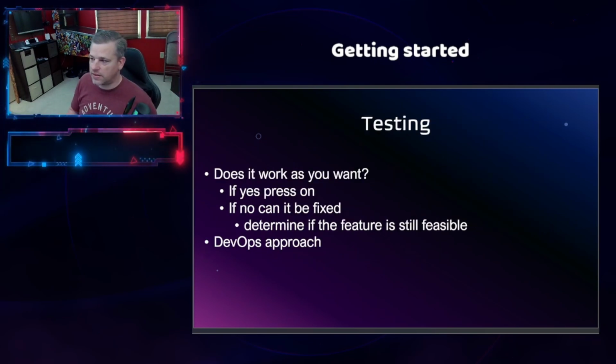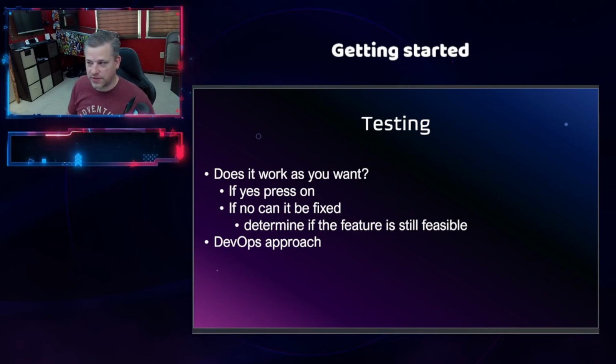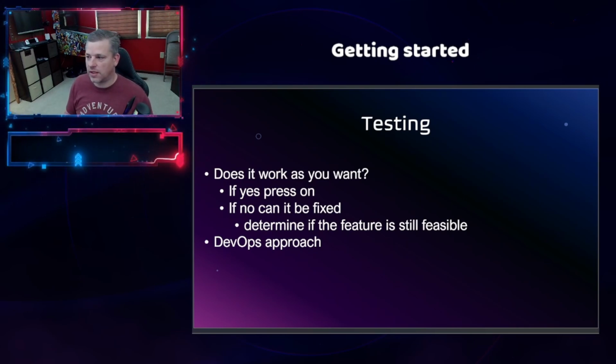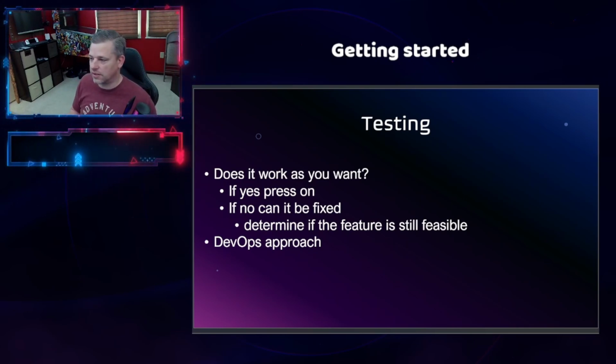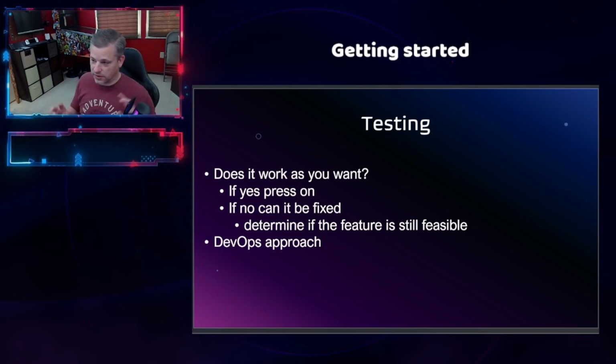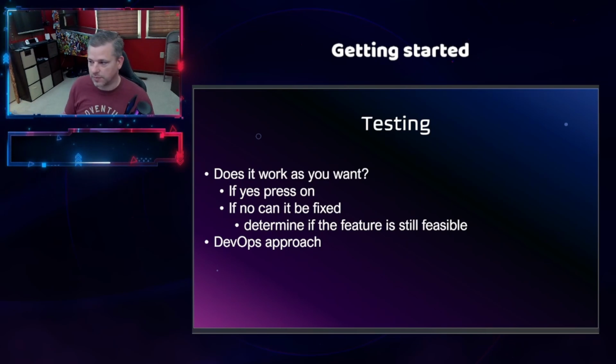In the test phase, this is where you actually test and see: is it doing what you want it to do? If it is, then you can press on and do something else. If not, then it needs to be fixed and you determine if this feature is still feasible for you. And this is where the DevOps approach really comes into play.